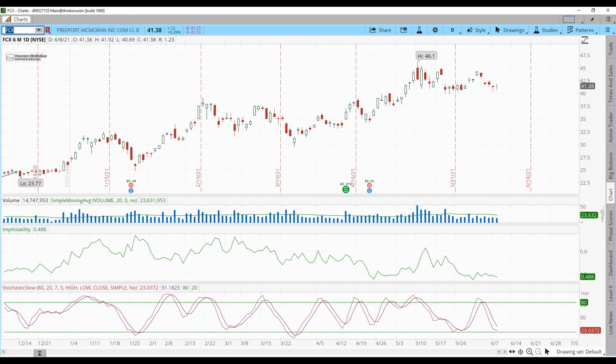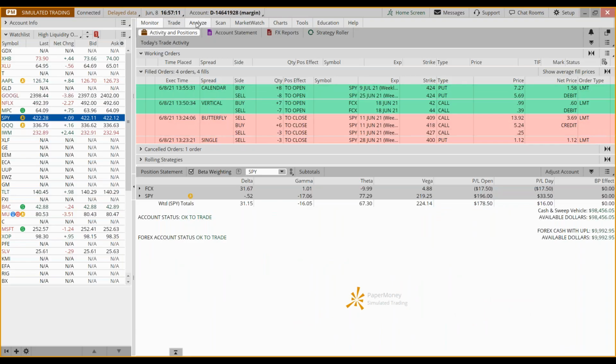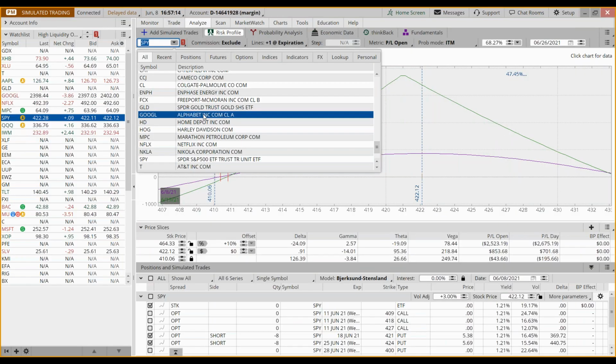Okay, what kind of trade do we want to build on this? So let's go into FCX.